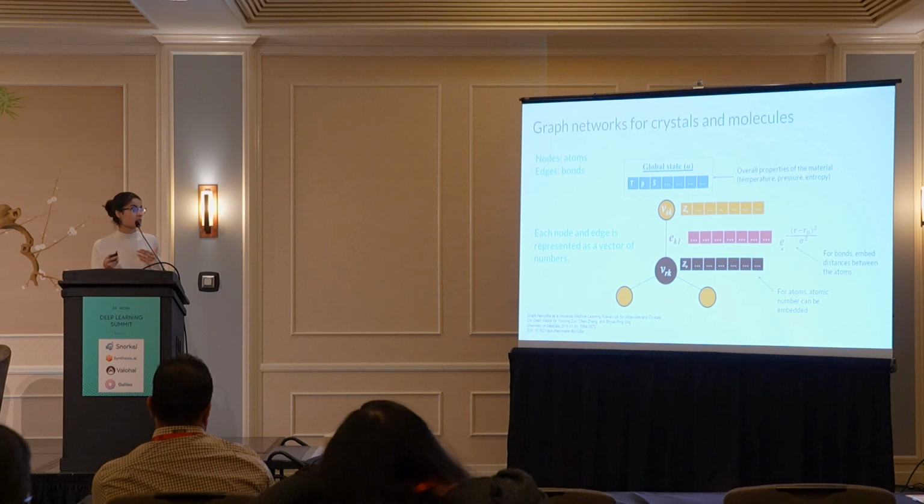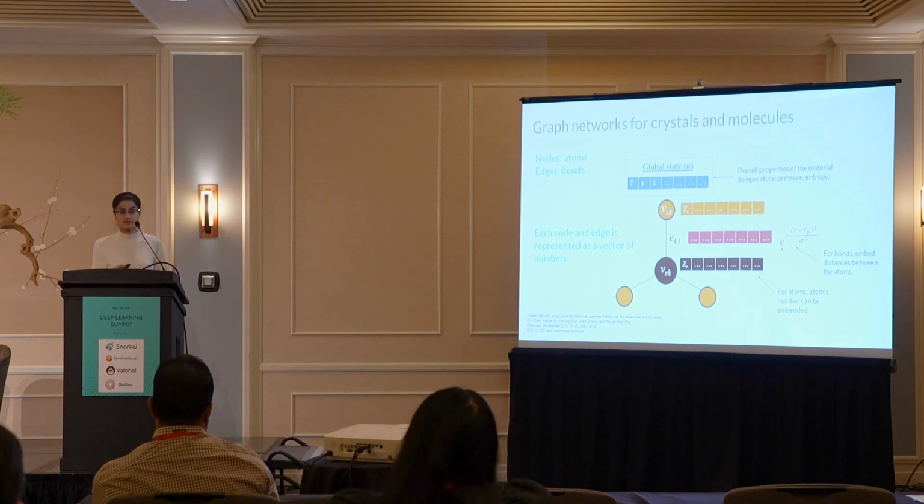And then what you're doing is within each atom and each edge, you're also embedding certain things. So these can be things like, for atoms, you'd embed the atomic number. For bonds, you can embed things like the distance between the atoms. And then we also have this global state vector. And this global state vector is really just representing overall properties for the material or the system that you're trying to represent. So these can be things like temperature, pressure, or entropy in your system.